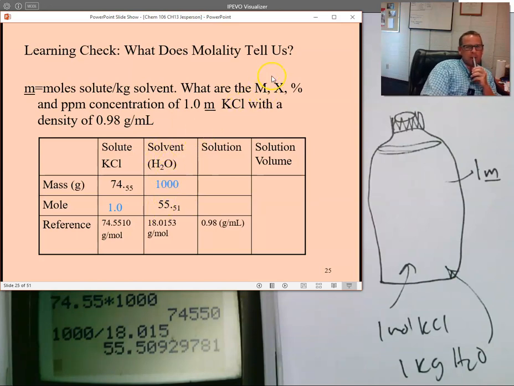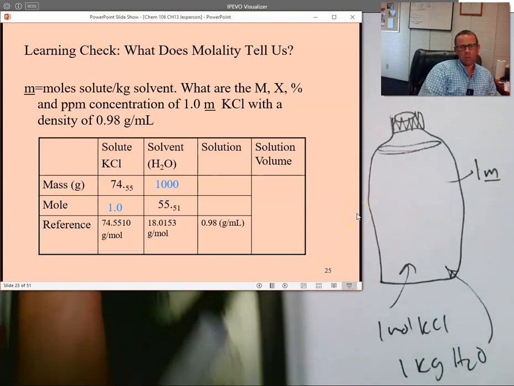Now, molarity means we need what to solve for molarity, Aisha? Moles of solute per liter of solution. So do we know the solution's volume here? Is this 1 liter, or do we have to do a calculation? We need to calculate it. Yeah, we do. We're not told that we have 1 liter.